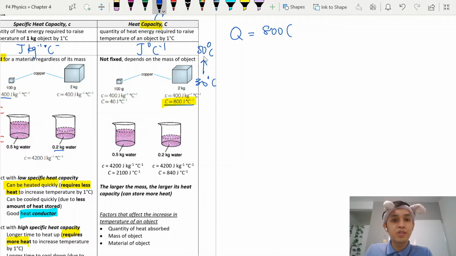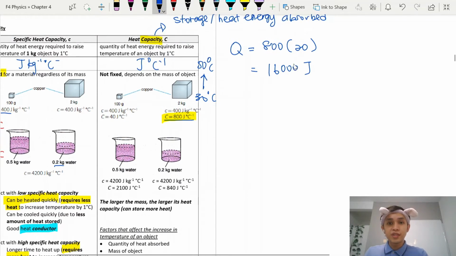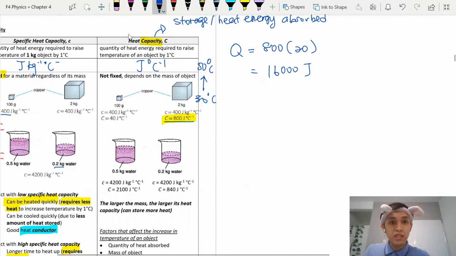from 30 degrees Celsius to, let's say, 50 degrees Celsius. So the temperature change here is 20, correct? So what is the value here? It's 16,000 joules. In other words, the heat capacity only tells me that if I heat the copper from 30 degrees Celsius to 50 degrees Celsius, the amount of heat energy absorbed is 16,000 joules. But there is one problem here.